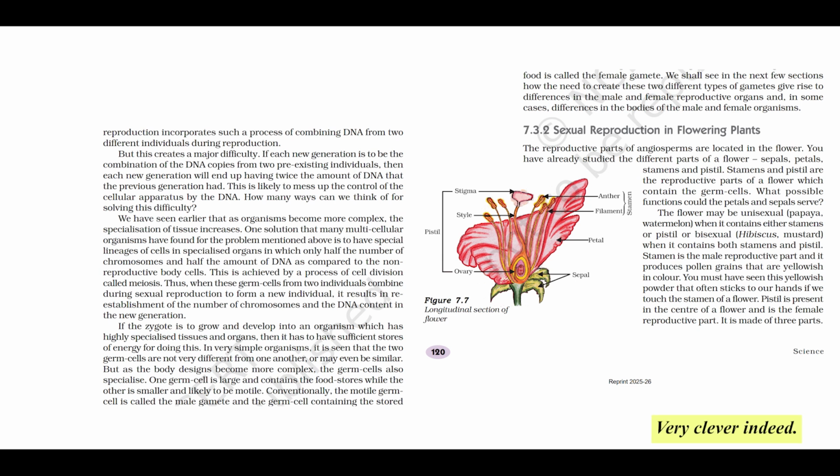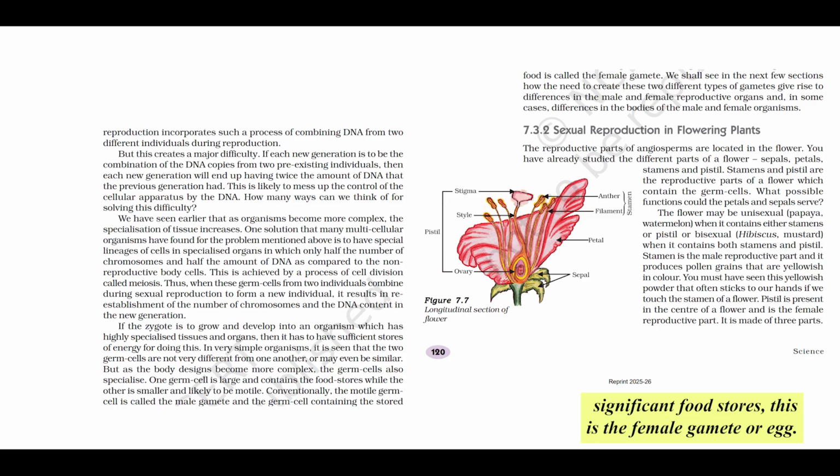Clever. Very clever indeed. Furthermore, if the zygote is to grow into a complex organism, it needs substantial energy stores and structures. In very simple organisms, the two gametes might look similar, but as body designs become more complex, the germ cells themselves become highly specialized. Typically, one germ cell becomes large and contains significant food stores.